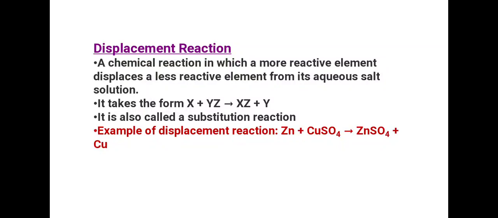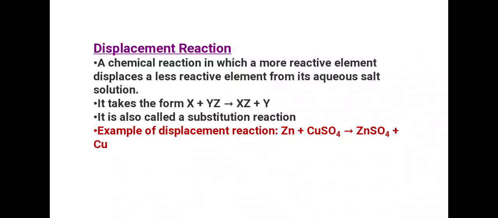For example, zinc combines with copper sulfate and forms zinc sulfate along with copper deposit. If we look at this chemical reaction, we can see that zinc, being more reactive than copper, displaces copper, and copper separates from the aqueous solution of copper sulfate.